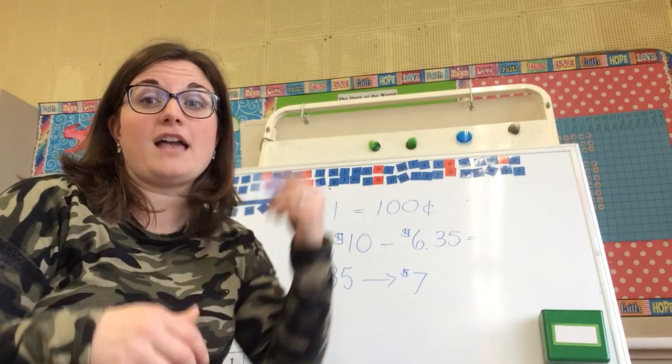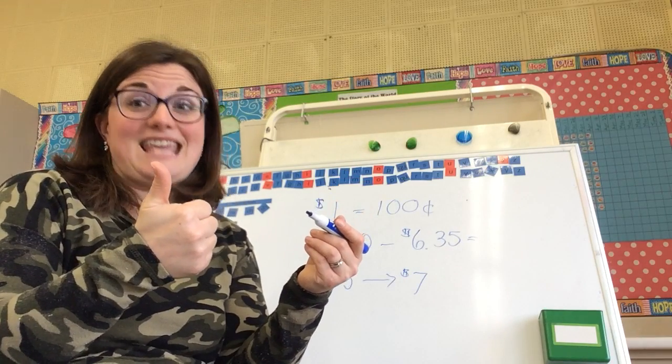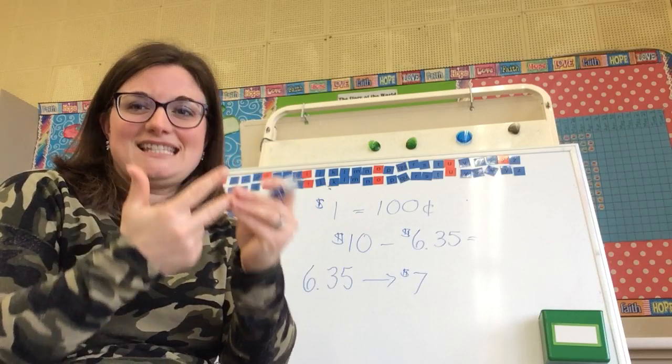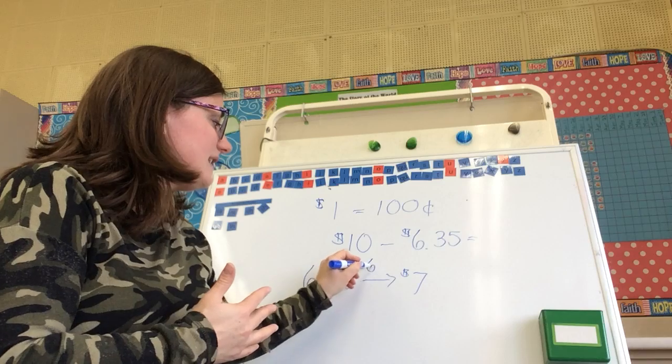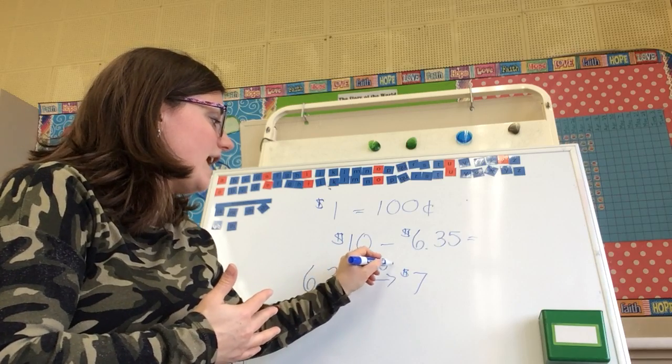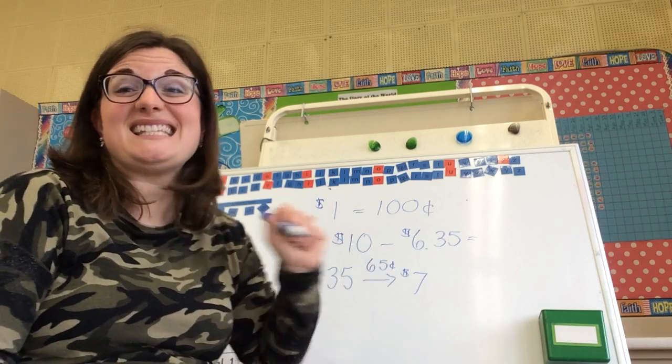So we can go 5 gets me to 40 cents. Then I can count by tens. 50, 60, 70, 80, 90. So I had 6 tens and 1 5. So 65 cents gets me to $7.